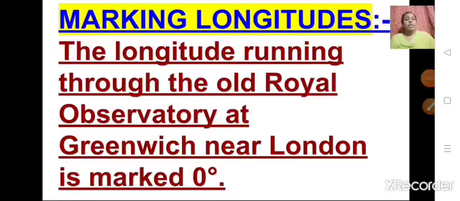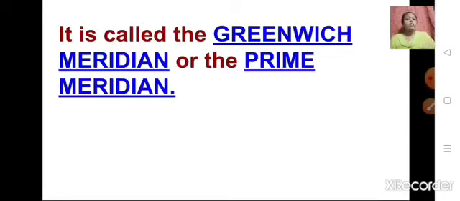Now, let us switch to the next topic, that is longitudes. The imaginary lines drawn vertically on the globe are called longitudes. Now, marking longitudes. The longitude running through the Old Royal Observatory at Greenwich near London is marked 0 degree, and it is called the Greenwich meridian or the prime meridian.